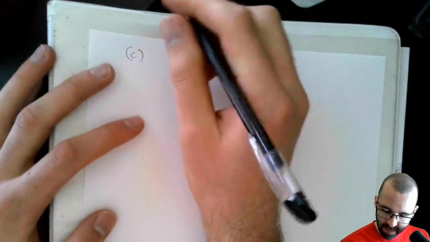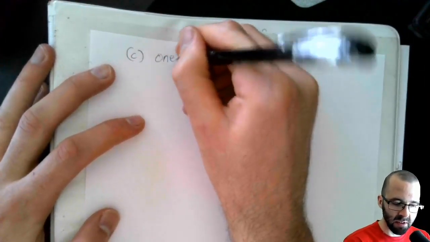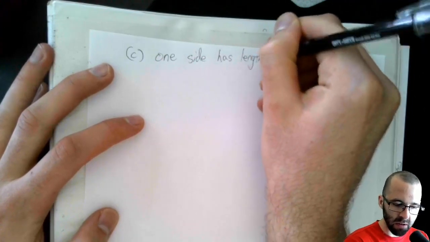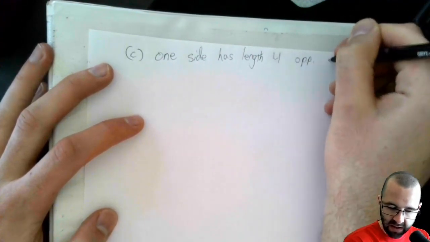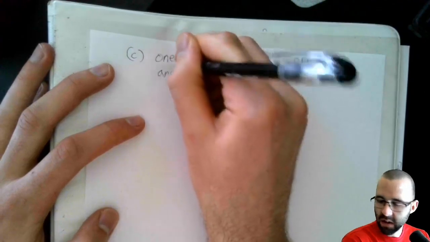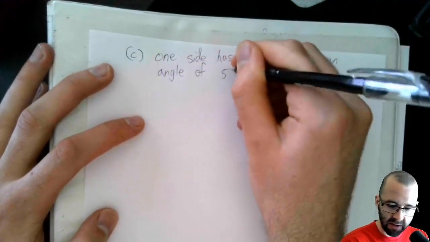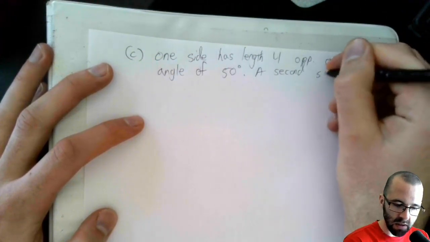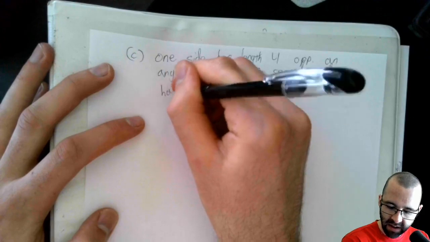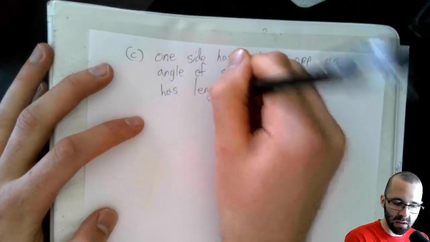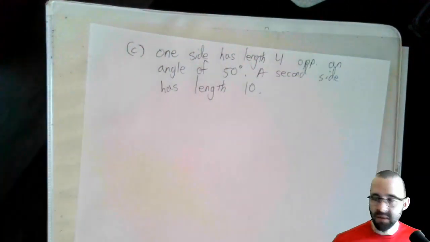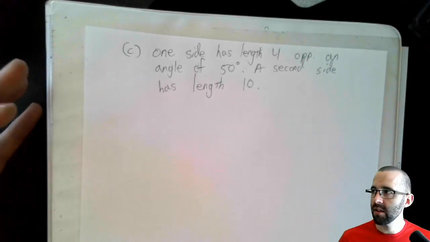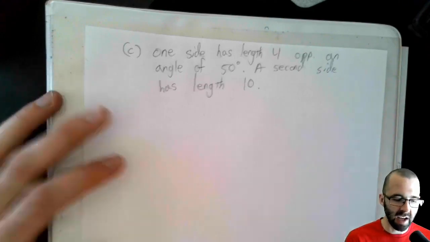One side has length 4 opposite an angle of 50 degrees. A second side has length 10. Okay, so again, this is just another way that the question could be asked, and you have to draw your own triangle. And again, the drawing of the triangle is optional, but it's usually helpful.